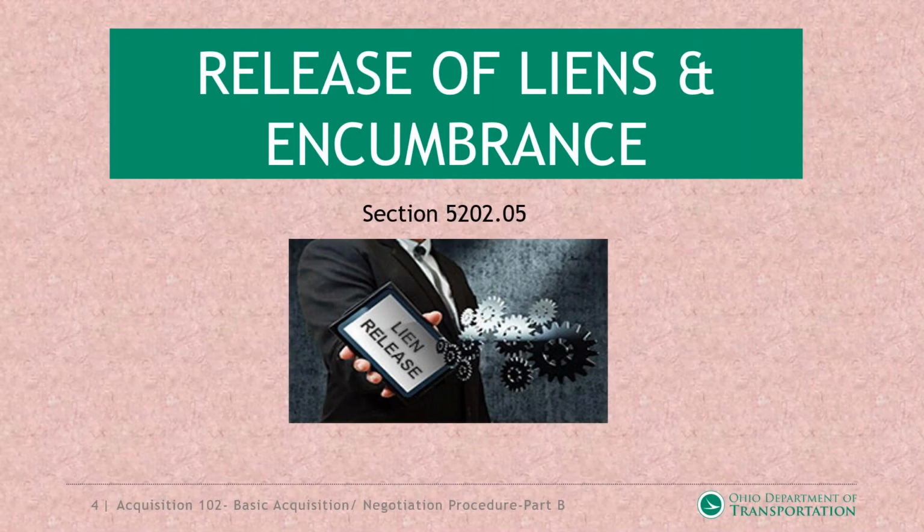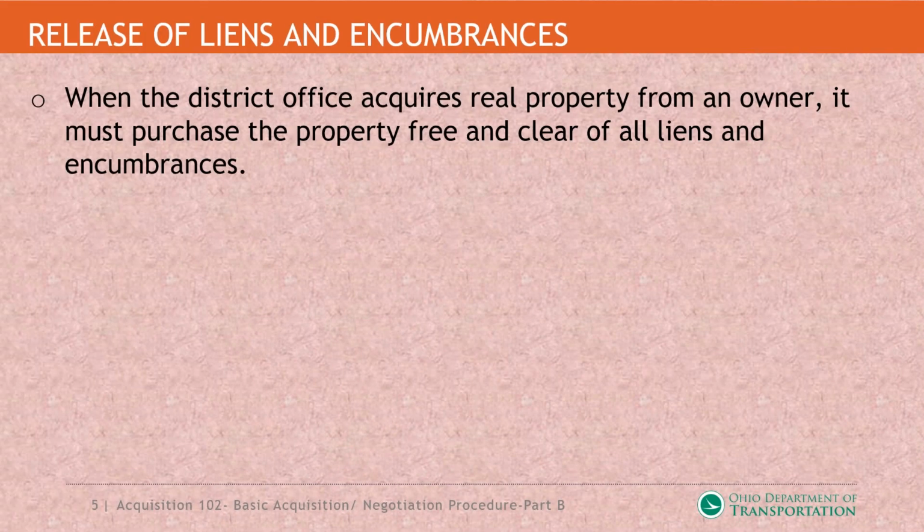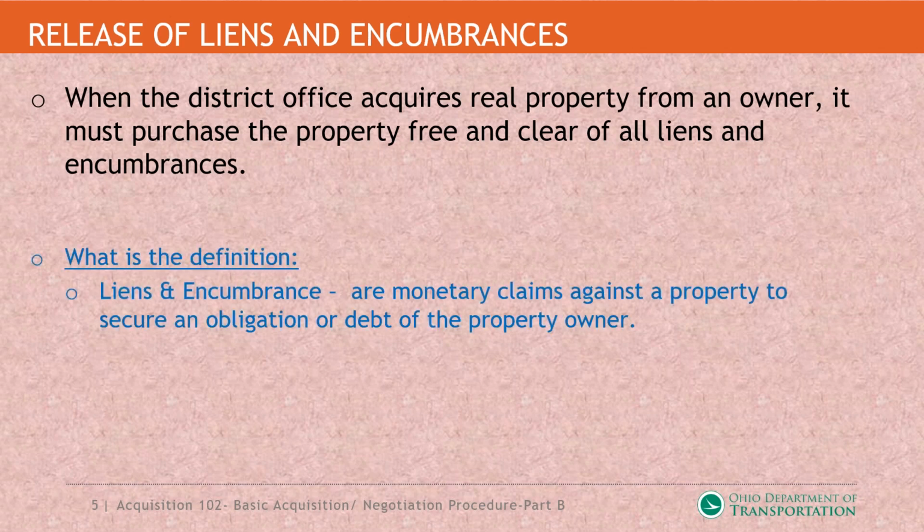Looking at the releases of lien and encumbrances. When the district office acquires real property from an owner, it must purchase the property free and clear of liens and encumbrances. And then we look at the definition for liens and encumbrances: basically, monetary claims against the property to secure an obligation of debt to the owner.